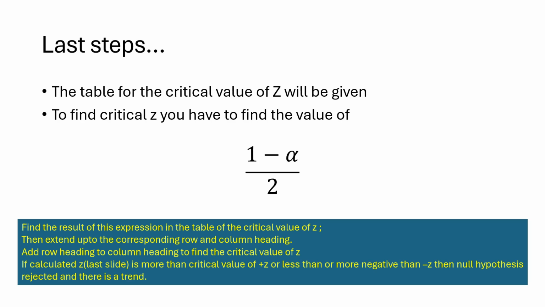So now I will first show you the table of critical Z and critical tau, and then I will show you an Excel sheet by which you can calculate whether there is a trend or not in your data set straight away with the help of Excel. Okay, so let us go to the second part now.